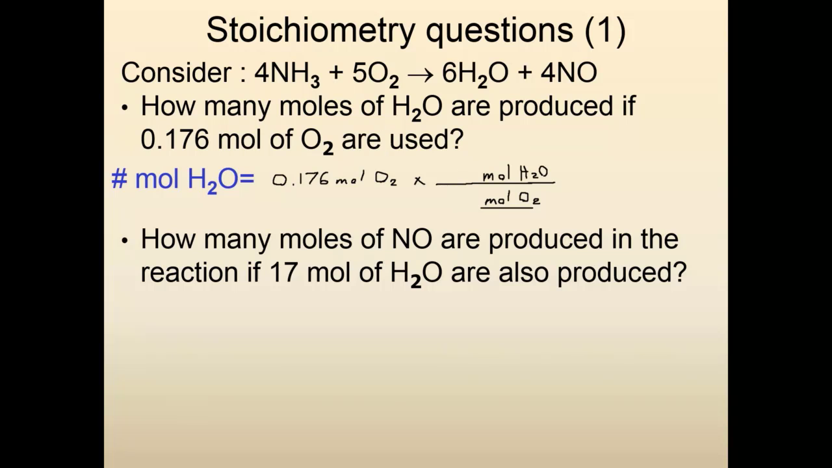No, I'm not sure where you're getting that. Yeah, Carla said 6 on the top. Yeah, that's right, because the ratio comes from the balanced equation, right? I'm relating O2 to H2O, and so 6 goes on top. What number goes on bottom then? That's right, 5, right?